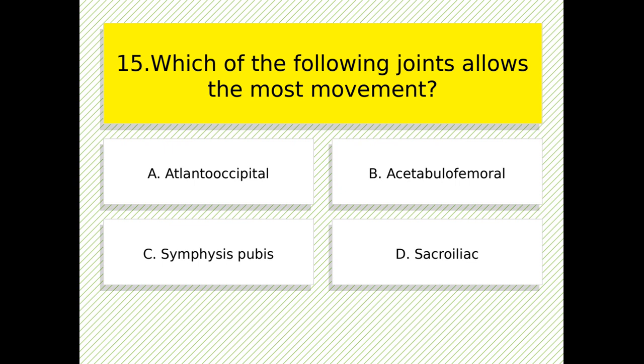All right, so sacroiliac, there's very minimal movement in the sacral joints and the symphysis pubis. So C and D have very slight movement. You're left with A and B. A says occipital in it, so we know there's not too much movement there. B has femoral in it, so that would be our best choice.